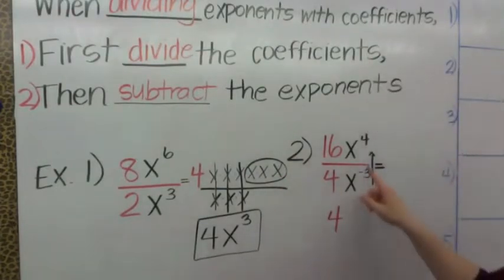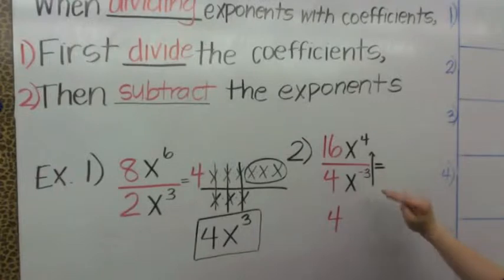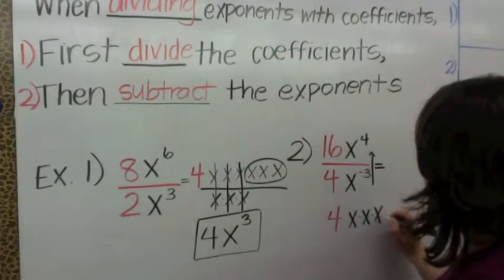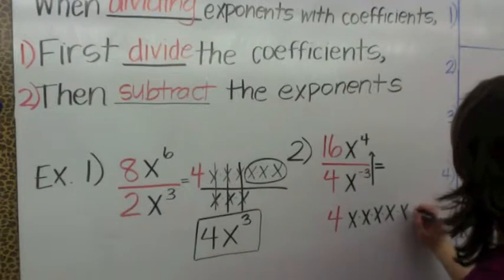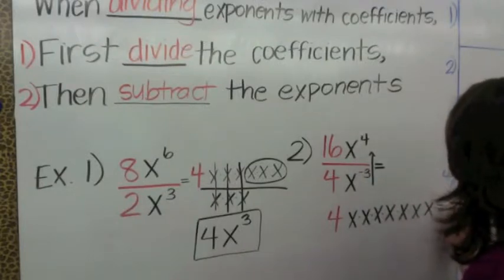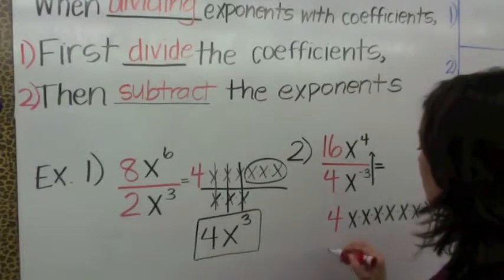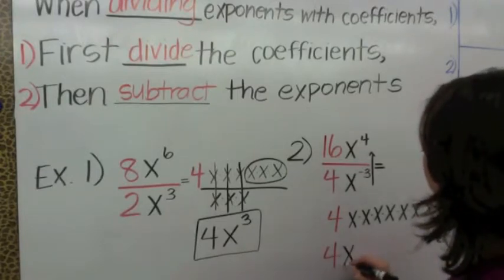Now you have x to the power of 4 on top and x to the power of negative 3 on the bottom. When it's negative and down, bring it up. So at the top you have 4 x's, but then you're going to bring up 3 more x's: 1, 2, 3. How many x's do we have altogether now? 7. So this is 4x to the power of 7.